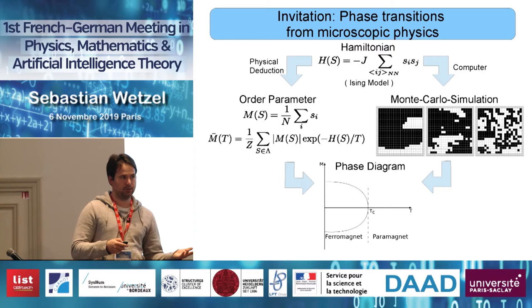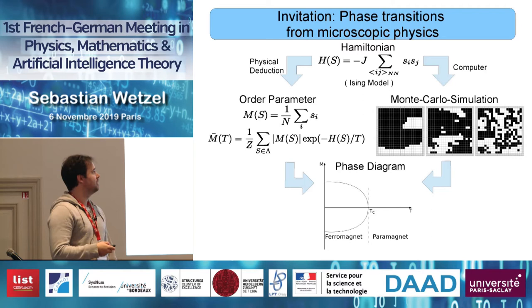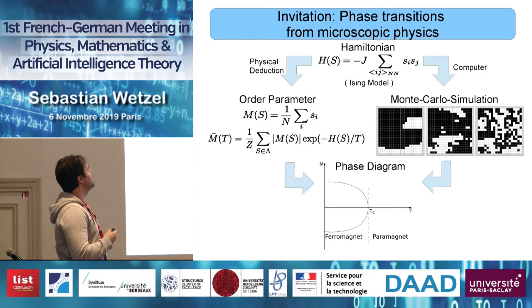On the one hand, there is some extremely bright physicist who determines symmetry invariants, which translate to possible order parameters, which can be finite or zero in the respective phases. So in the case of the ferromagnetic Ising model, we have an order parameter which is given by the magnetization. So this M of S means this is the magnetization evaluated on one single spin configuration.